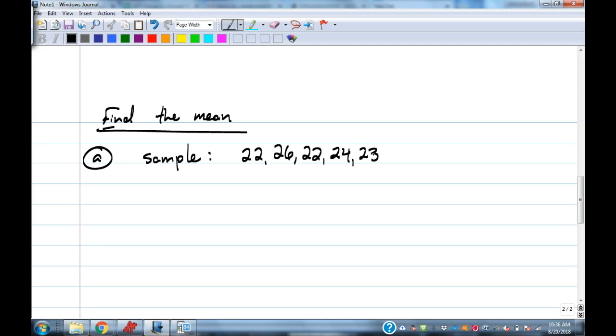Very small sample. Would definitely be easy to find the mean of that without using the special functions of our calculator. Add them all up. That's 117, divided by 5, right? So summation of x divided by n. It's x bar we're finding. 117 divided by 5, which equals how much? Say it again. 23.4.